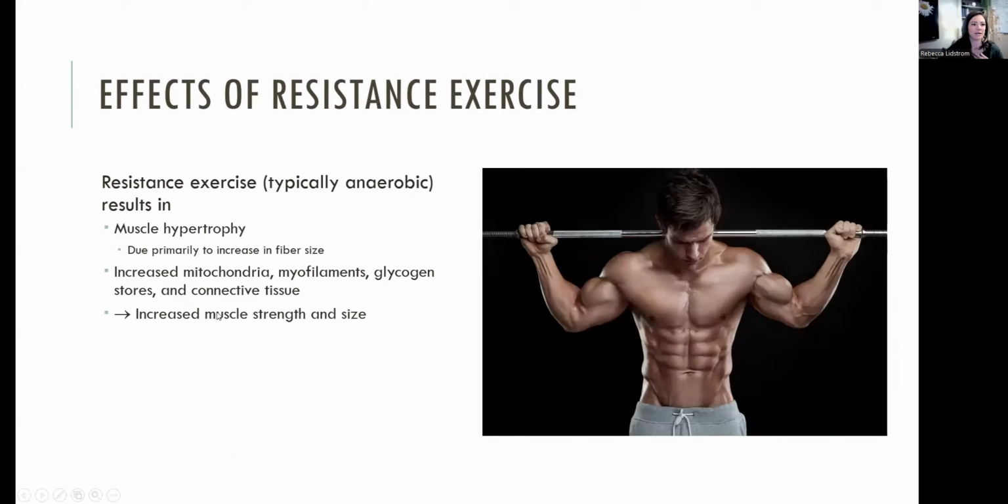That's our resistance exercise. So usually resistance exercise, because of the nature of those fibers, is anaerobic type exercise, and is going to lead to what we want, which is bigger muscles or muscle hypertrophy. With those, we are going to increase the mitochondria, myofilaments, glycogen stores, and the connective tissue around them, and that gives us this appearance of bigger muscles because, well, they've gotten bigger.